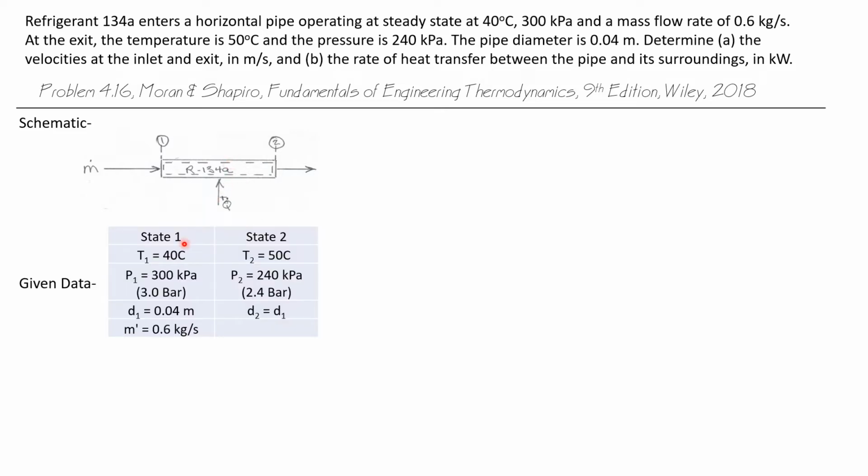Let's look at the given data. State 1 is at 40 degrees C and 300 kilopascal, which is 3 bar. The diameter is 0.04 meters and the mass flow rate is 0.6 kilograms per second. Now at the exit, the temperature is a little higher. It's 50 degrees C and the pressure is a little lower due to friction in the pipe. The pressure at the exit is 240 kilopascal or 2.4 bar. It's a constant diameter pipe, so the final diameter is equal to the initial diameter.